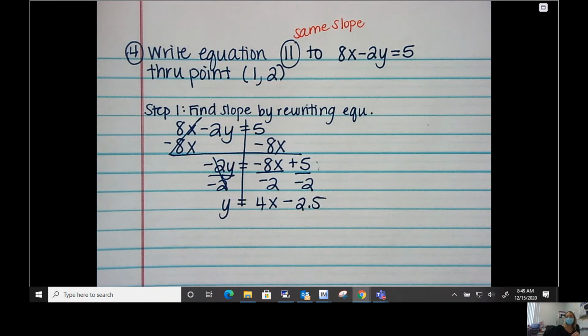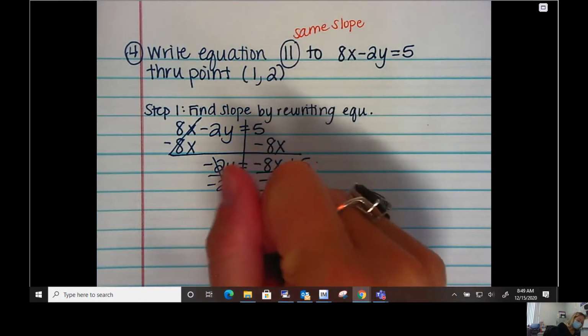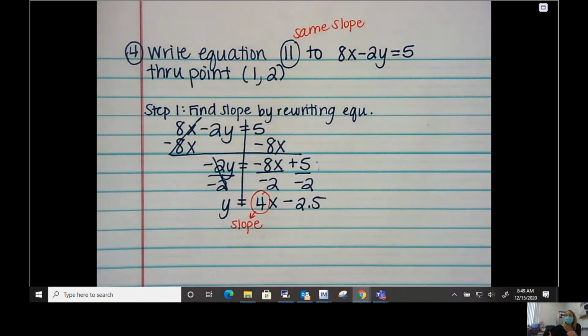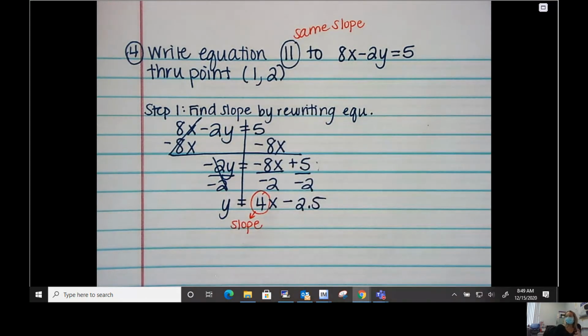The only thing I care about is the slope. What's the slope of this equation? 4. So my slope should be 4. That's the most important part there. This part doesn't even matter. So frankly, if you were doing this on the test and you didn't even do that part, I wouldn't care. I only care about the slope. All right, that's step 1.